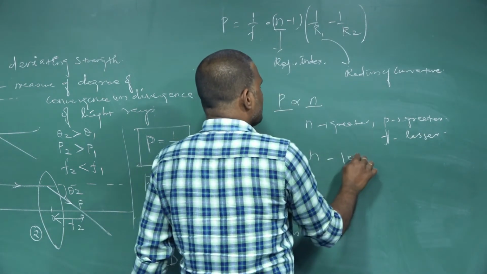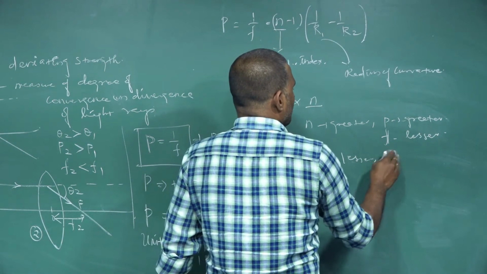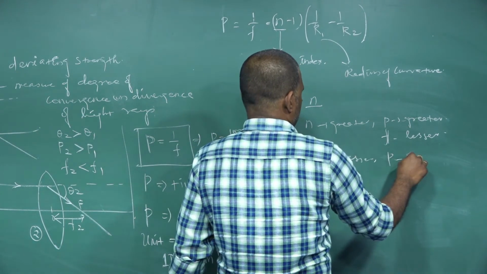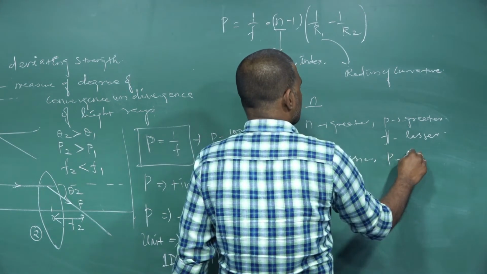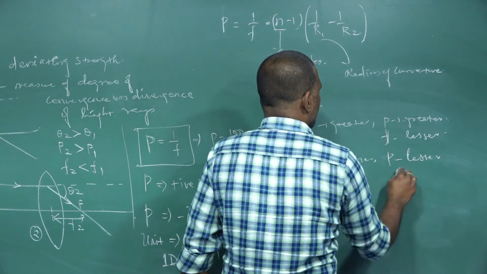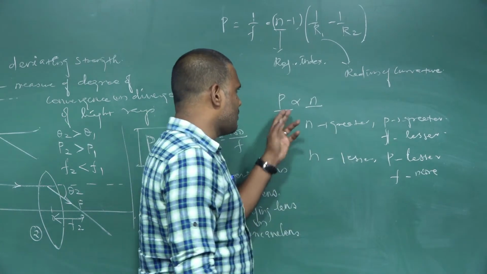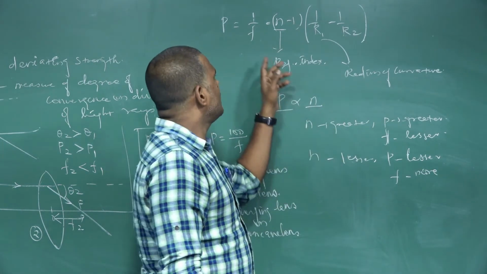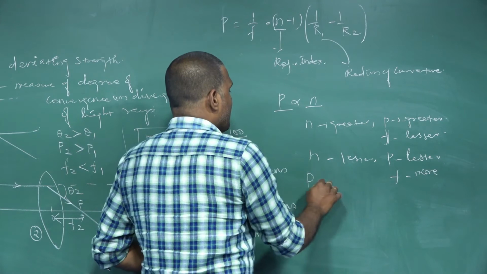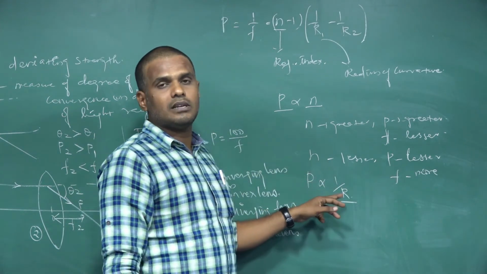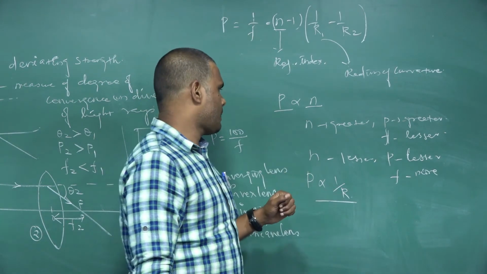If n is lesser, power of the lens is lesser, focal length is more. So this is the relation connecting power and the refractive index of the lens. We can also speak about power and the radius of curvature of the lens. Power varies inversely with the radius of curvature of the lens.